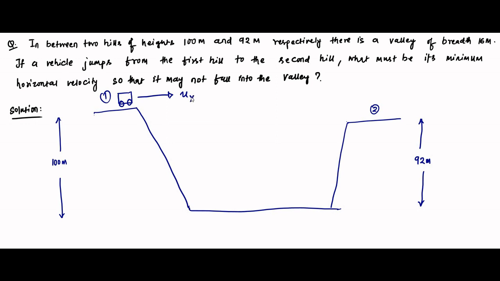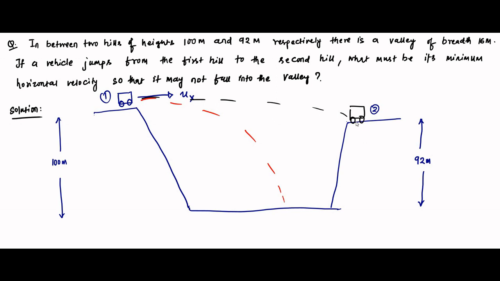So we have to calculate the minimum value of horizontal velocity so that it does not fall into the valley, but it crosses and lands onto the next hill. We want it to land onto the next hill. So we have to determine the minimum velocity so that it lands on the second hill. Here we have to analyze the projectile motion from hill 1 to hill 2.